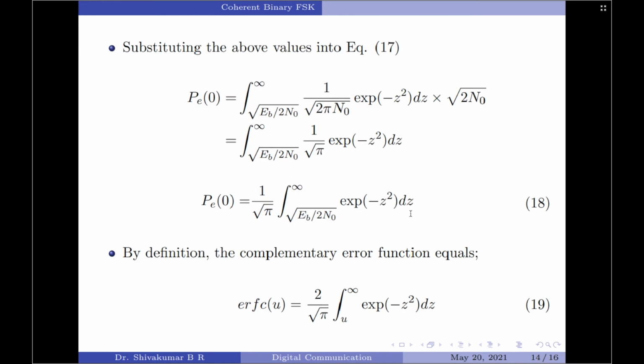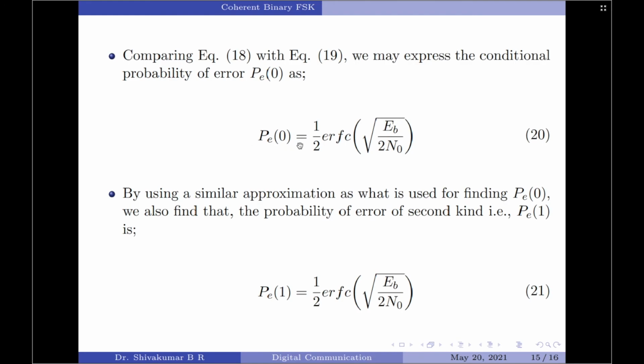Now, very importantly, we will compare the equation for the probability of error of the first kind with a standard function, which is the complementary error function, given in the form ERFC. ERFC of u is equal to 2 divided by square root of pi integral u to infinity exponential of minus z square dz. As I said, let us now compare it, and by careful observation, we will find that I can write Pe of 0 in terms of ERFC as Pe of 0 is equal to 1 divided by 2 into ERFC of square root of EB by 2N naught.